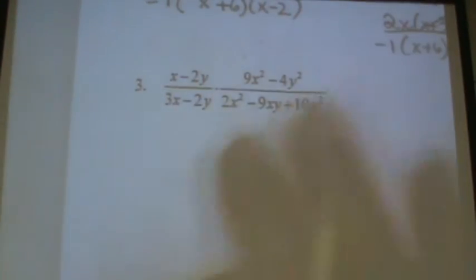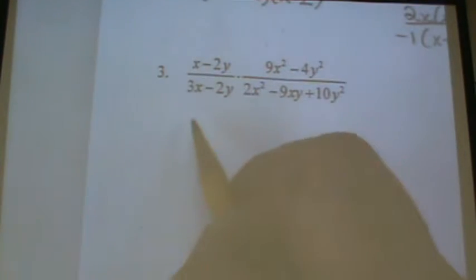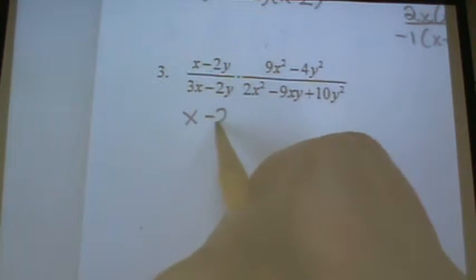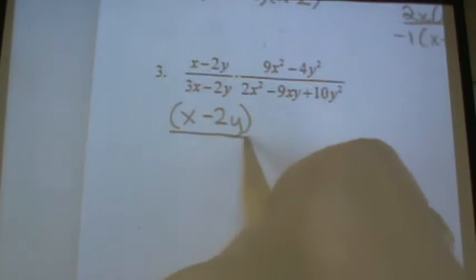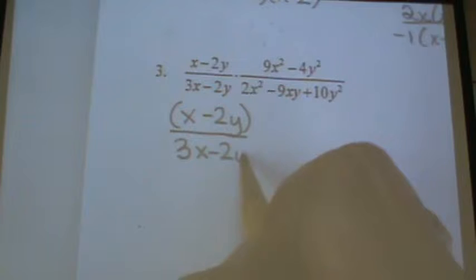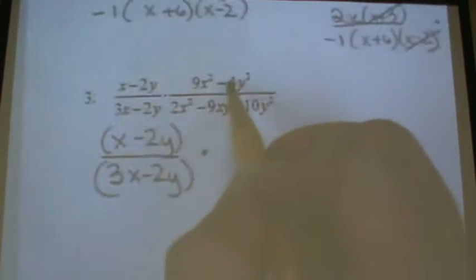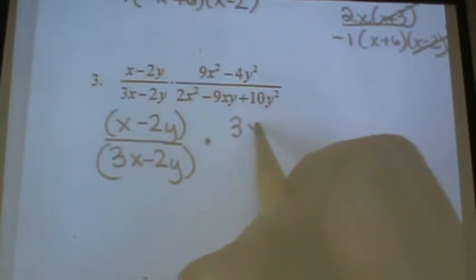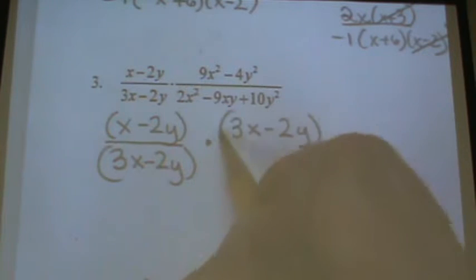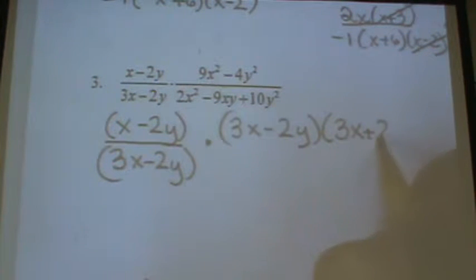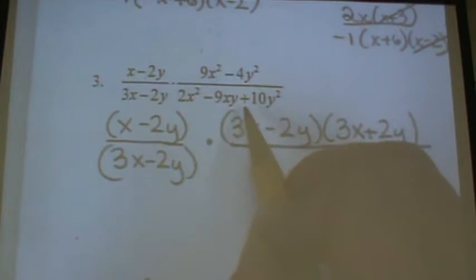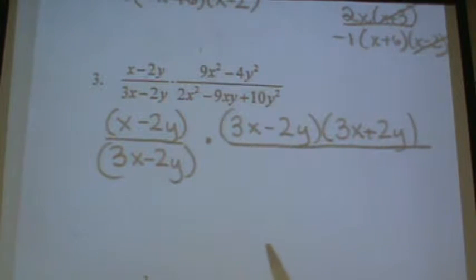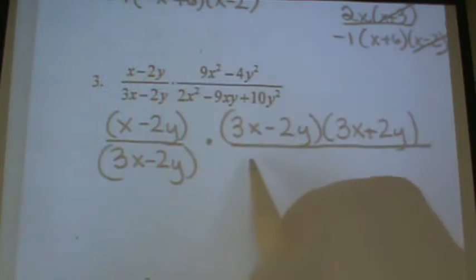Okay, how do you do this next one? Factor everything. This does not factor. How does this factor right here? 3x minus 2y and 3x plus 2y. And then this bottom. I suspect the reason why you guys struggled with this test is the factoring. That's my guess. How do you factor this one?